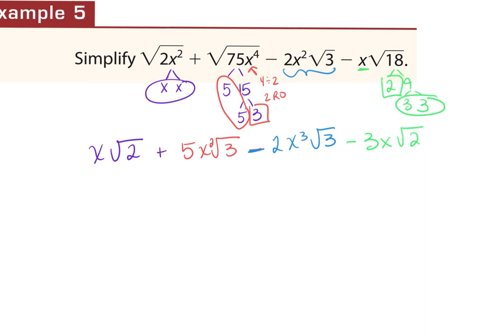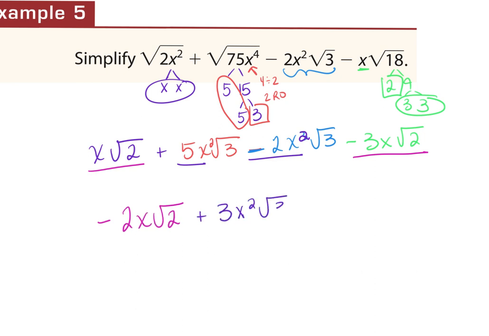So now I have to say, what do I have that are like terms? I'm going to start here. I have an x on the outside, a 2 on the inside. X on the outside, 2 on the inside. Those are like, all right? So I have 1x minus 3x. That's going to give me a negative 2x, and that square root of 2 stays the same. The other thing that's alike, I have 5x squared minus 2. Oh, that should be a squared. I wrote it wrong. Minus 2x squared. So that's going to be a 3x squared. And that 3 remains the same.